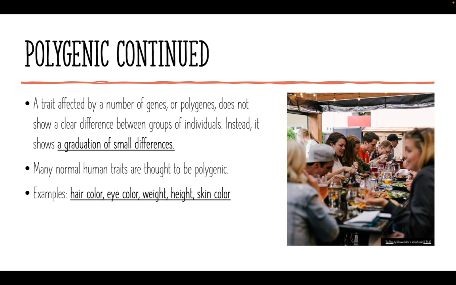And most of our normal human traits are polygenic. Again, hair color, eye color, weight, height, skin color, right? We aren't all 5'5", 5'6", 5'7". There's a lot of variation in there because of our genes.